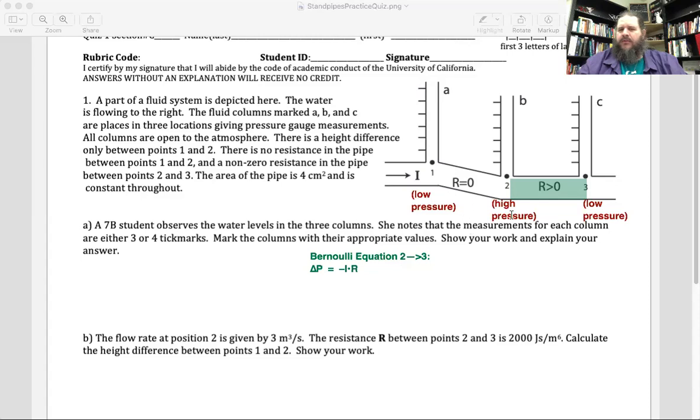And also, without more information, we wouldn't really know if 1 and 3 are the same low pressure. We just know we're going from some low pressure to some higher pressure to some lower pressure, but we wouldn't know how 1 and 3 compare. But part A specifically tells us that every one of these pressures, that is, every one of these columns, is giving either 3 or 4 tick marks. And since tick marks are a de facto measurement of pressure at the bottom, which ones would be 3 versus which ones would be 4?